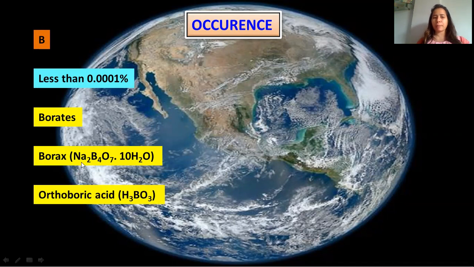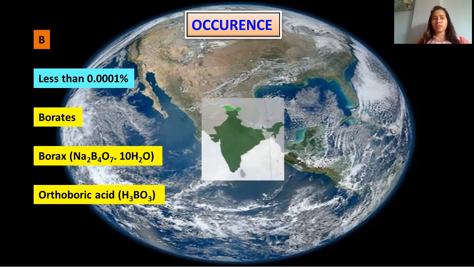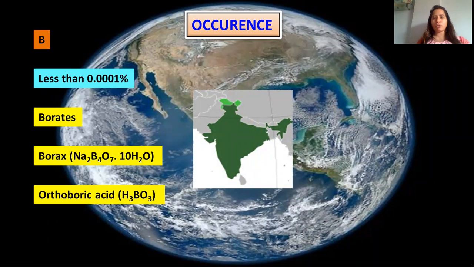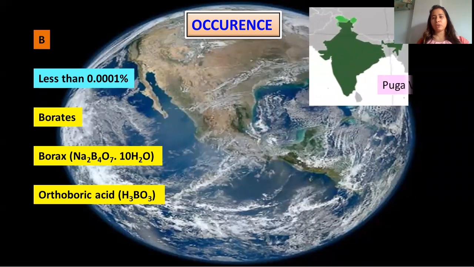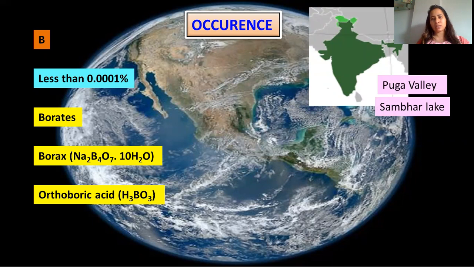Very important, you need to remember the formula of borax, Na2B4O7.10H2O. While you are writing down, speak the same formula 2 to 3 times so that you're able to learn it. In the column for occurrence for boron, you can write down it is in the form of borates, borax, Na2B4O7.10H2O, and orthoboric acid. Now, next element after boron that we have is aluminium. You can see boron is found in India in two different places. One is Puga Valley and Sambar Lake. No need to remember this. I'm just giving you an idea.